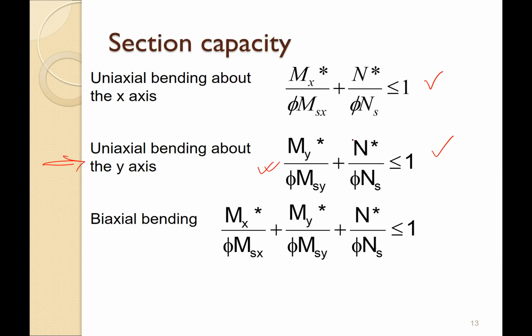Then we are coming into the biaxial bending. Biaxial bending means you can think of some sort of superposition we are doing here. So bending about x-axis, bending about y-axis, and then you have this axial compressive force. So Mx star over phi times MSX plus My star over phi times MSY plus N star over phi NS. And you can see always the summation is less than or equal to 1. This is the main thing. Because as I've said, we are expressing this in terms of a proportion, you can see this is a ratio. So their summation always will be less than 1.